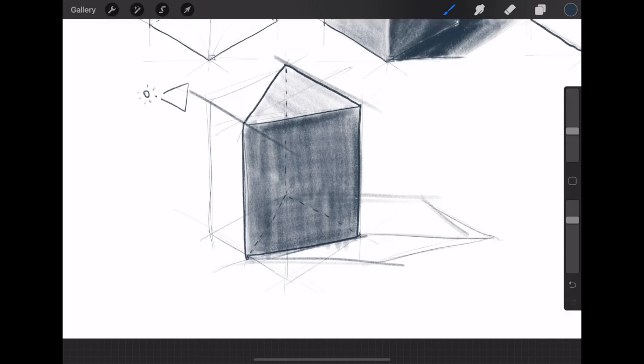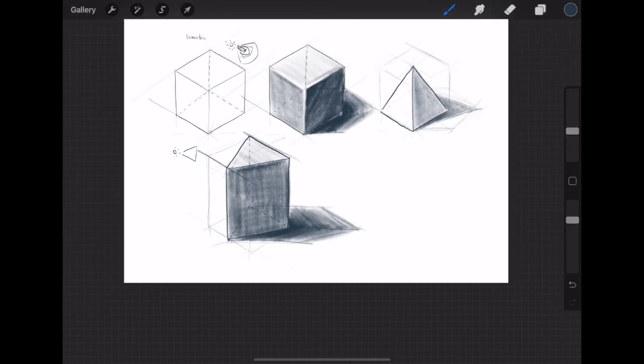Now with the shadow, I'm just taking a bit of guesswork. I'm going to create some parallel lines. Remember, isometric uses 30 degrees and 60 degrees, but I just want to create parallel lines with the ones I've created here.